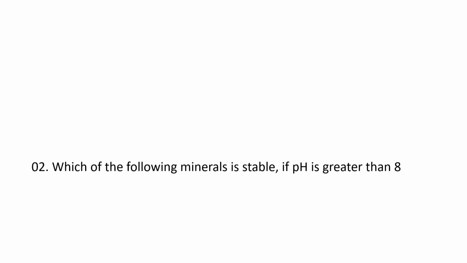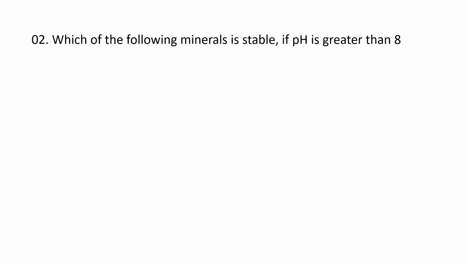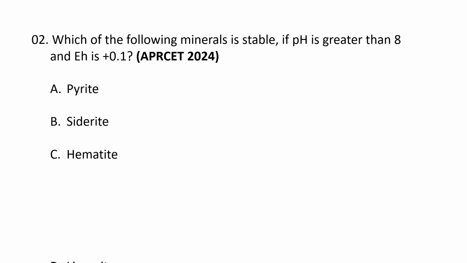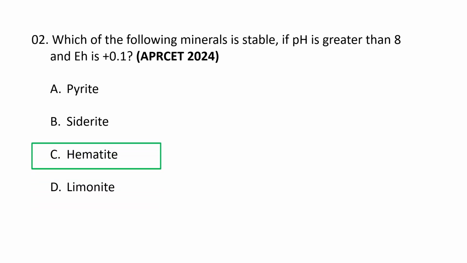Next question. Which one of the following minerals is stable if pH is greater than 8 and Eh is plus 0.1? The options are A. Pyrite, B. Siderite, C. Hematite, and D. Limonite. The correct option goes as C. Hematite. Hematite is stable under the conditions of pH less than 8 and redox potential Eh is plus 0.1.